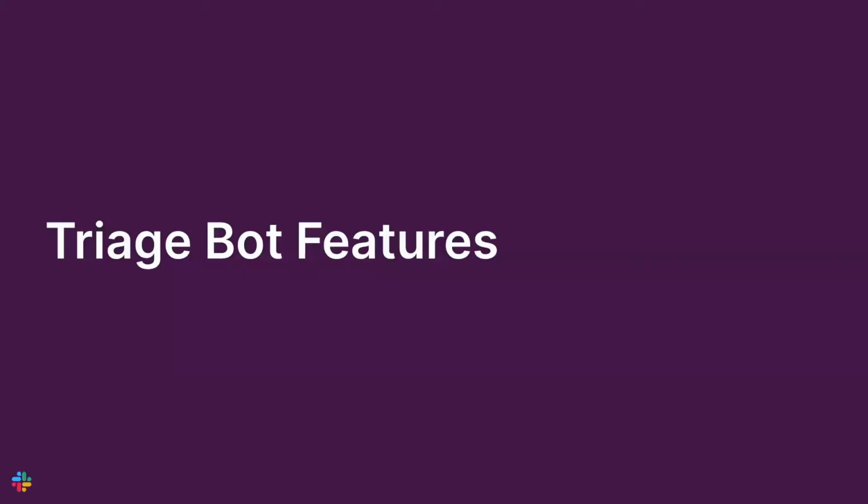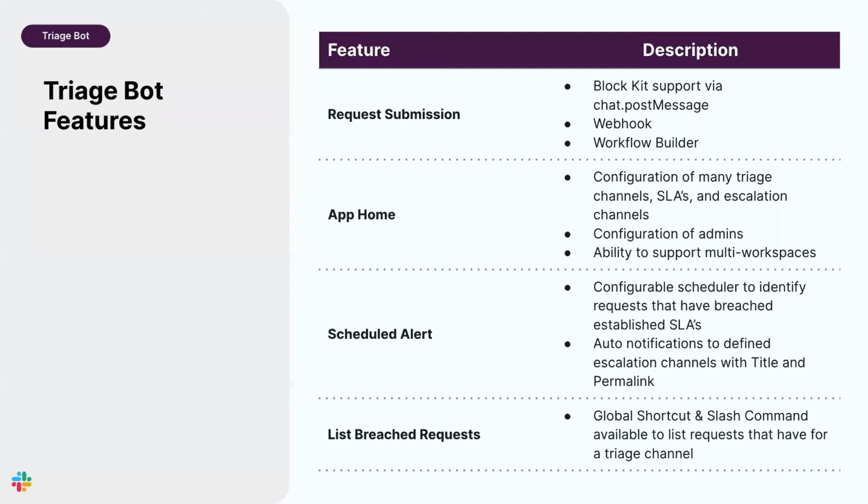TriageBot offers several features to help your support teams reach their SLAs. First is the ability for users to submit requests. They can do this via Blockkit, Webhook, or most commonly Workflow Builder. There's also an app home for TriageBot, which allows for the configuration of many triage channels, SLAs, and escalation channels for each. You can configure which admins can manage TriageBot, and it has the ability to support multiple workspaces within a grid organization. Also, you have the ability to schedule alerts around SLAs.